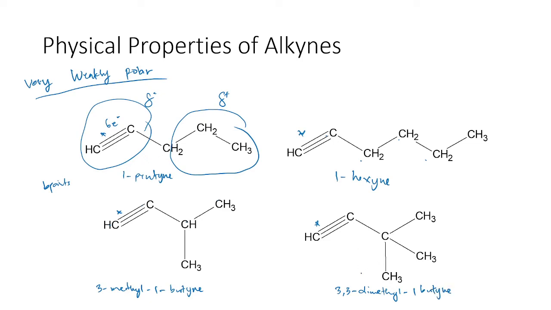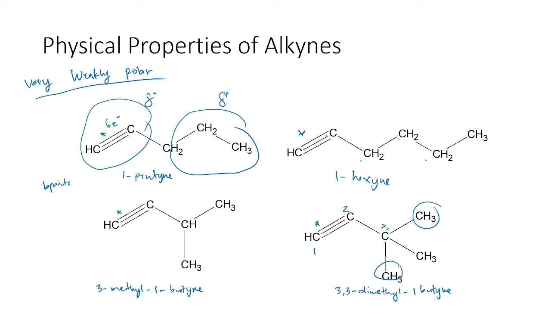So bakit three three? Because we have here two methyl groups. So kaya siya three three dimethyl kasi this will be one, two, three. So again, going back to boiling points. So we have here 1-pentyne, 1-hexyne, 3-methyl 1-butene, and 3,3-dimethyl 1-butene.